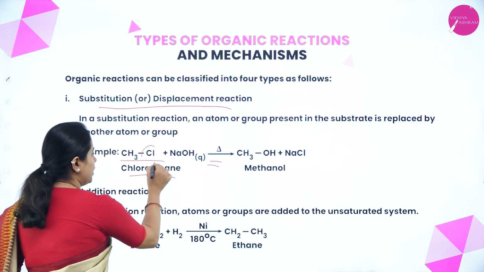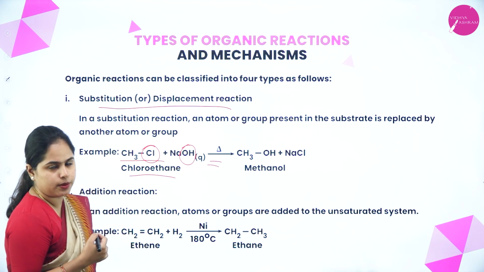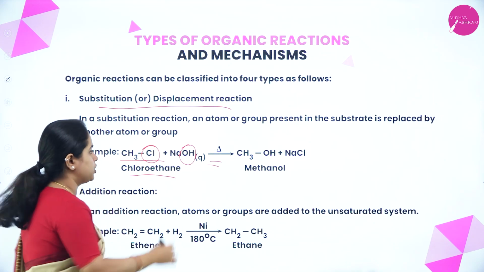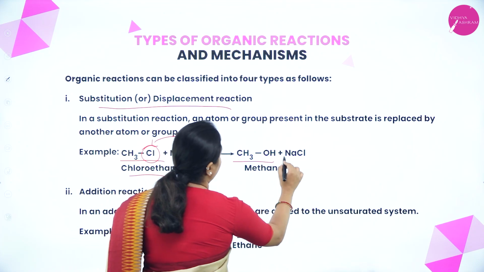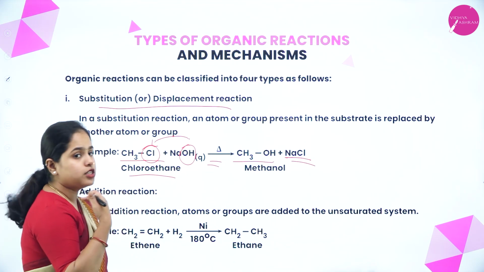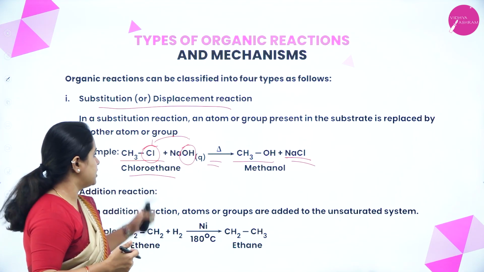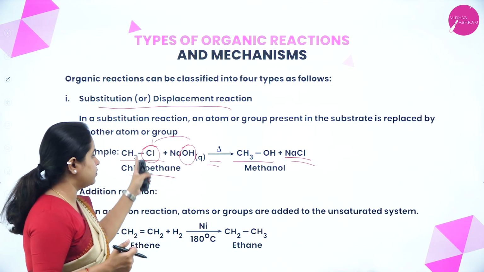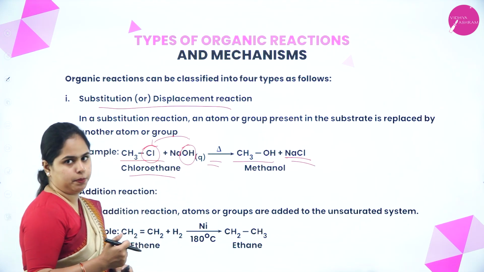The chlorine will be replaced by the OH minus in sodium hydroxide. Cl is negatively charged and OH is also negatively charged, so they will be substituted with each other. You will get methanol, and the Cl will now be attached to the sodium, so you get sodium chloride. So this is substitution. Instead of the atom which is present in the substrate, another incoming reagent takes its place.